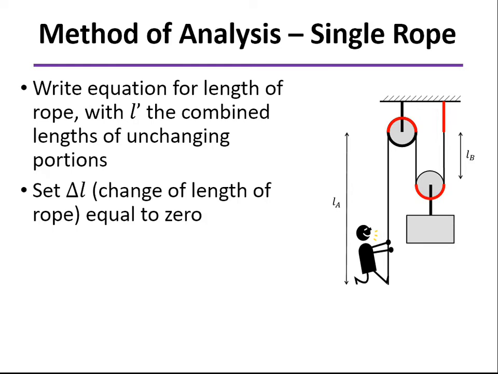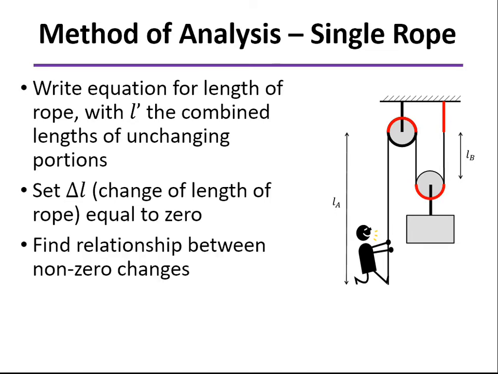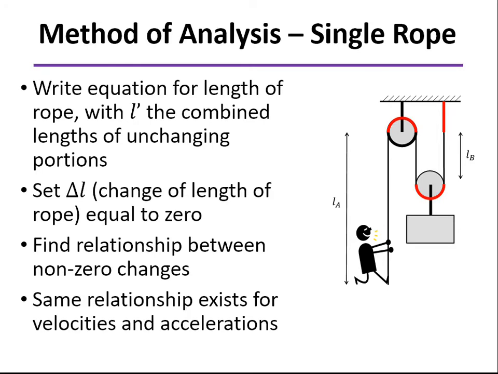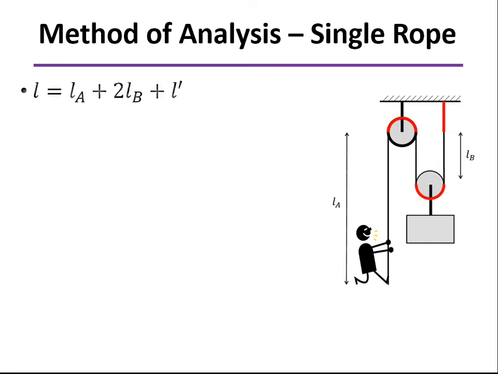Once we've written that equation, we set the change in length equal to 0, because as we've said, the rope can't stretch, and then find the relationship between the non-zero changes, in this case the change in L_A and L_B. That same relationship then will exist for velocities and accelerations. In this particular case, there's one length L_A, there's two lengths L_B, plus the red part, which we're just calling L prime.